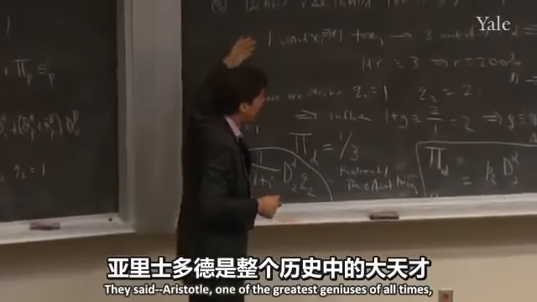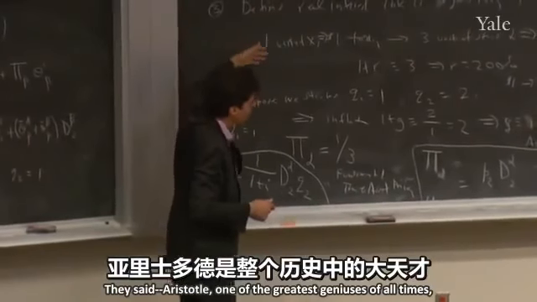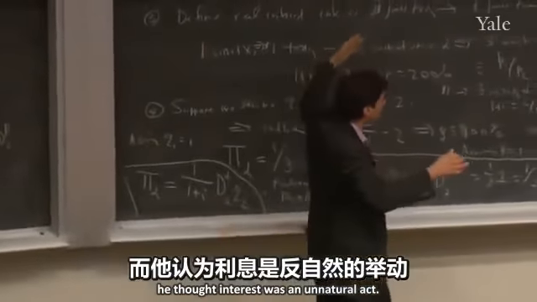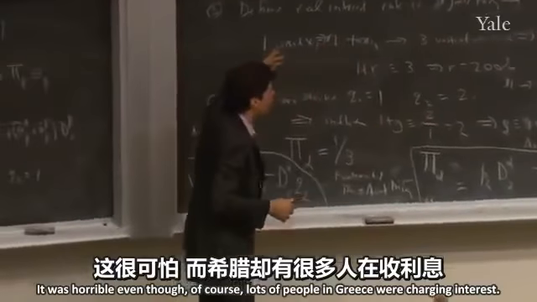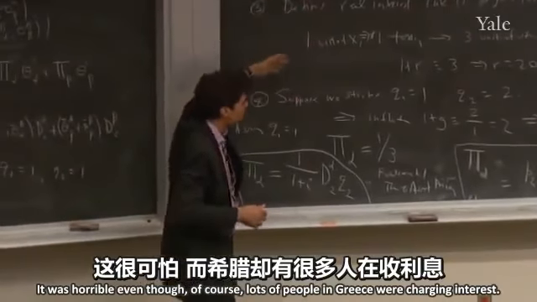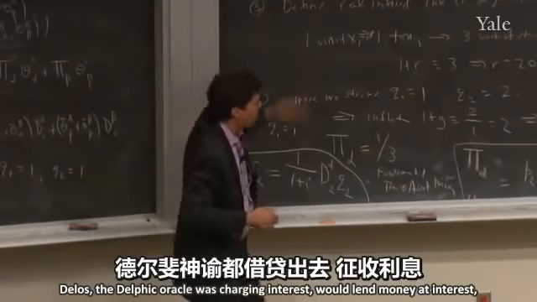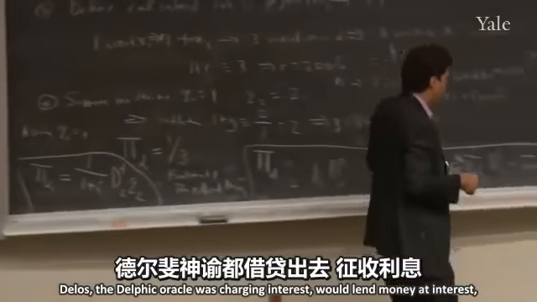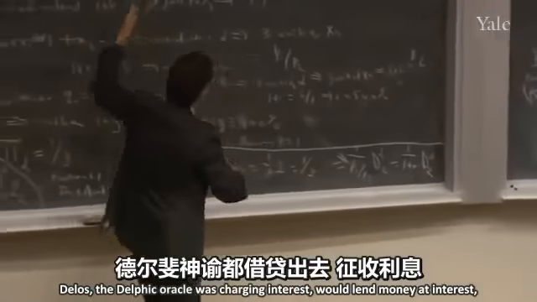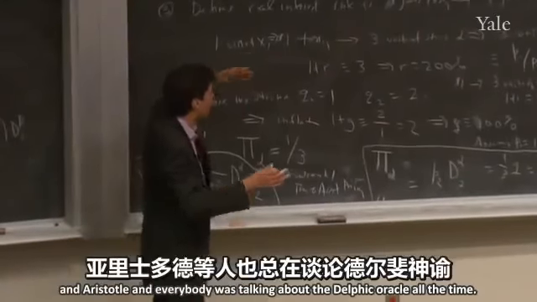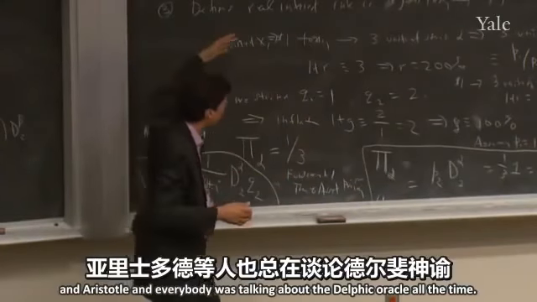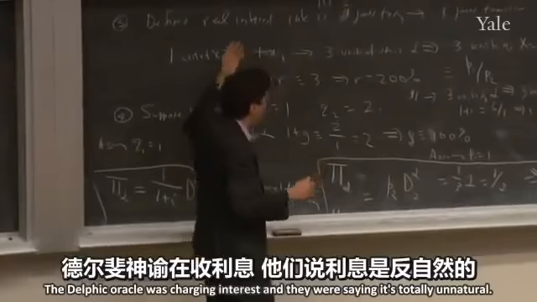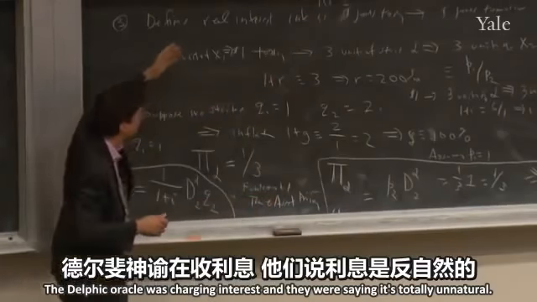They said Aristotle, one of the greatest geniuses of all time, thought interest was an unnatural act. It was horrible. Even though of course lots of people in Greece were charging interest, and the Delphic oracle would lend money at interest. Aristotle and everybody were talking about the Delphic oracle all the time, and they weren't even paying attention. The Delphic oracle was charging interest, and they were saying it's totally unnatural.